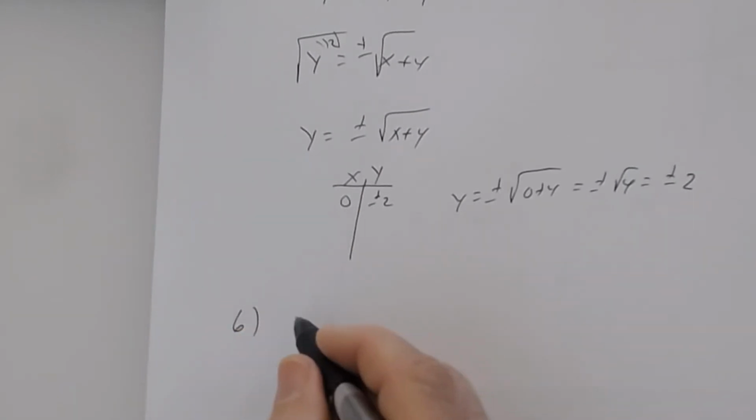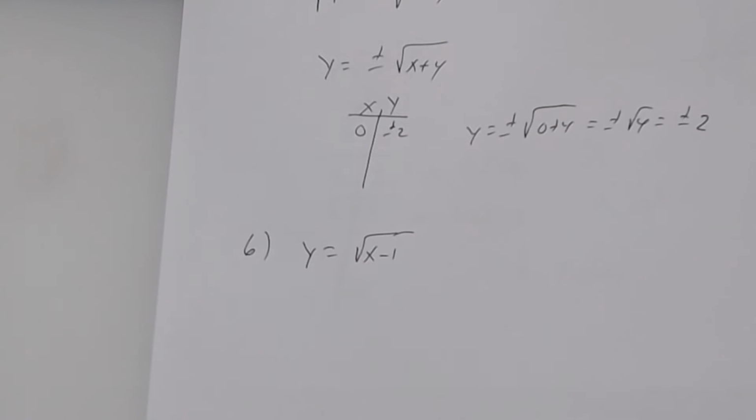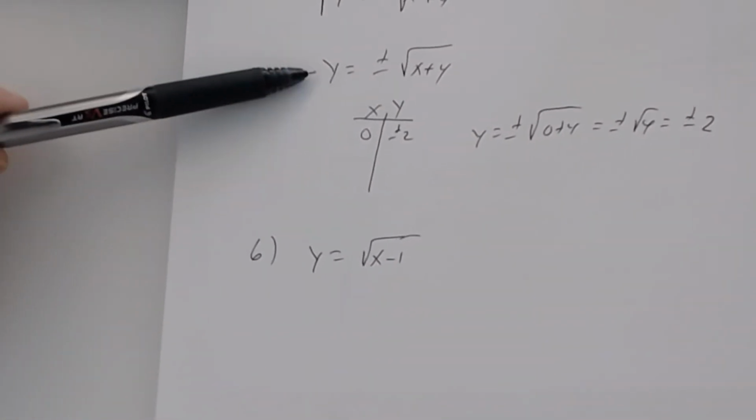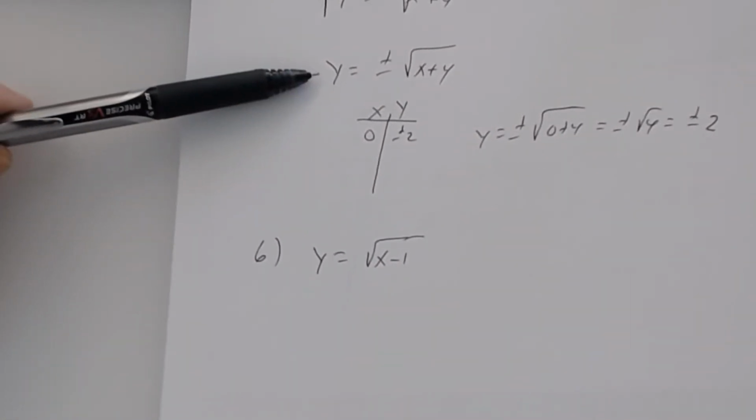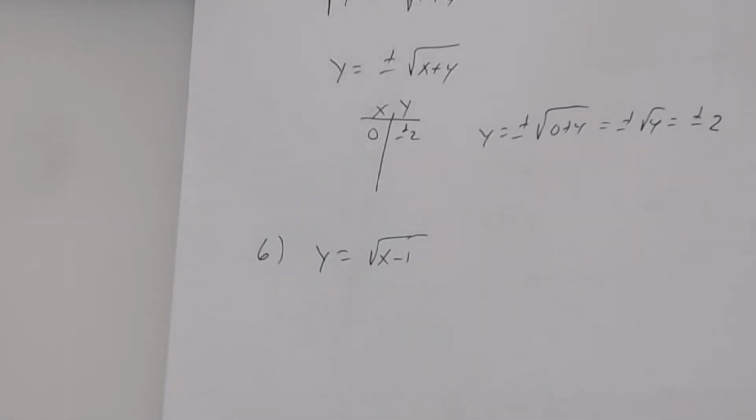Number 6, y equal square root of x minus 1. Now don't confuse that one with the previous one. The previous one, when you got y by itself, you got y to be what? Plus or minus. Here, I'm telling you that y is just the square root of x minus 1. So that's not the same thing as number 5.